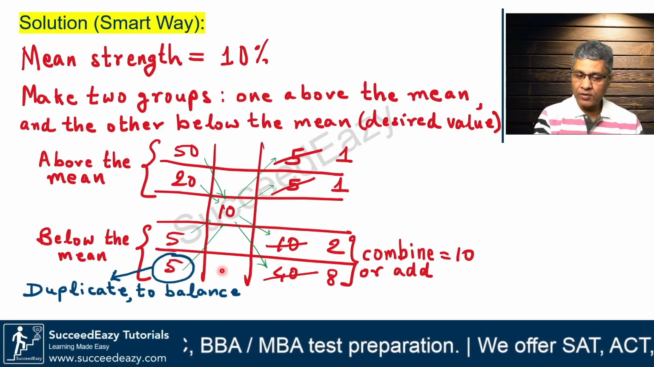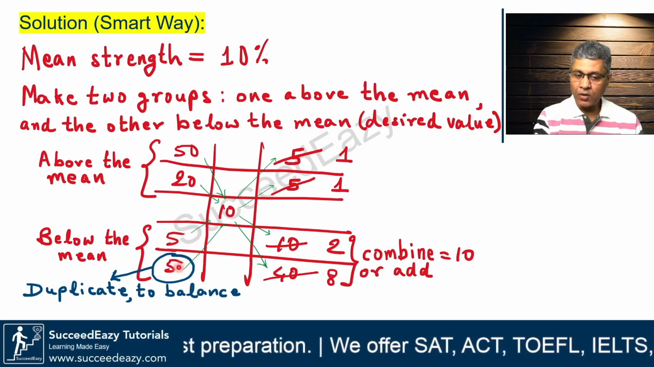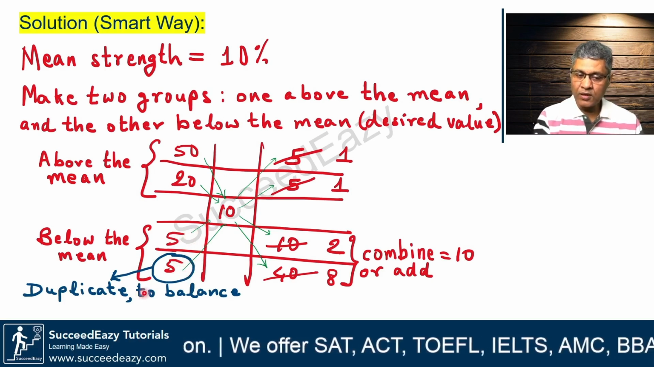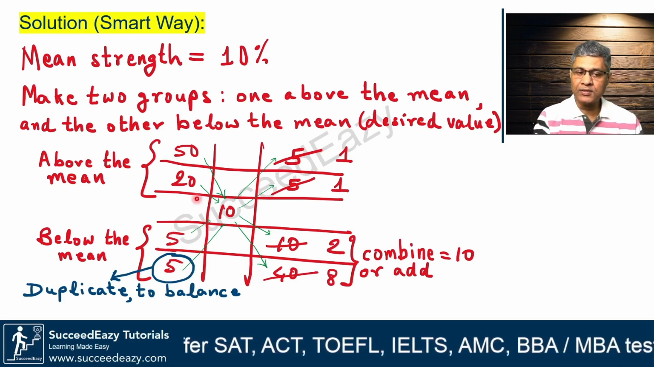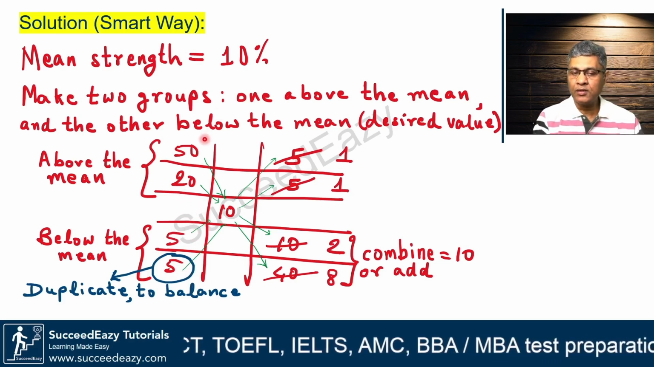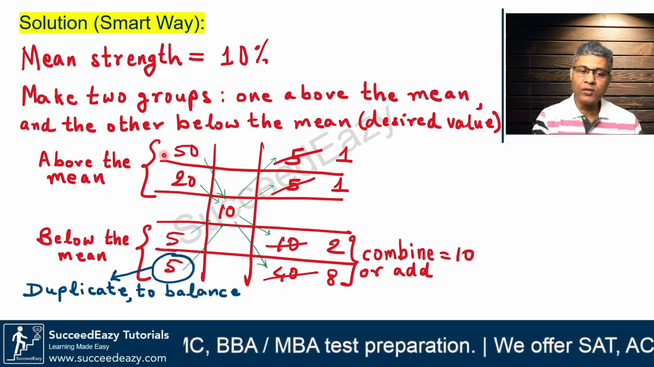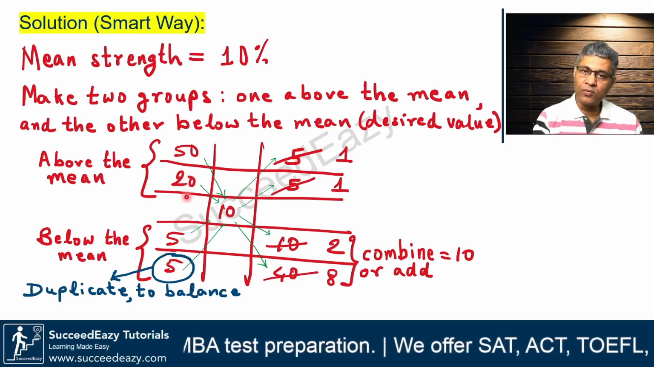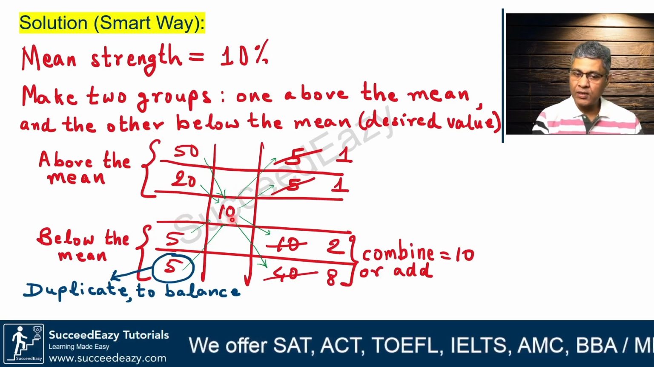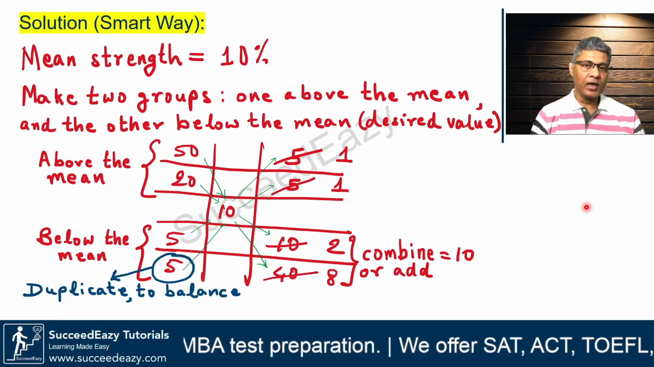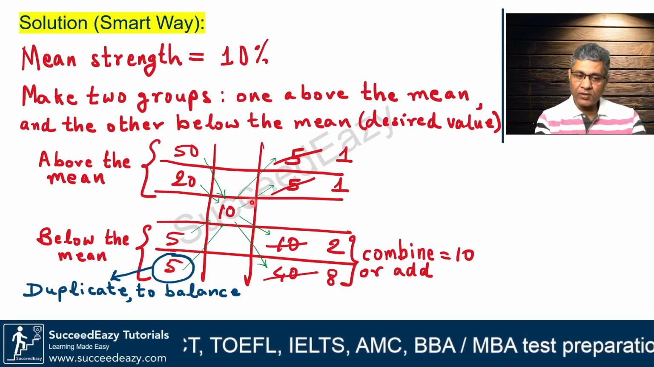We duplicate the last row or the last unit over here because we want to balance the values above the mean and the values which are below the mean. So there are two values above the mean, so we have to have two values below the mean or the desired value. This is the process. As we move forward, I'll tell you the logic as well. Please follow the method here.